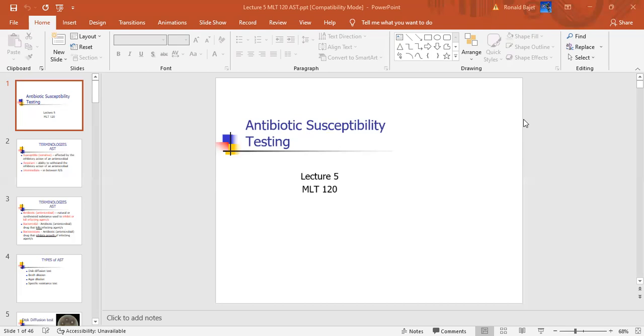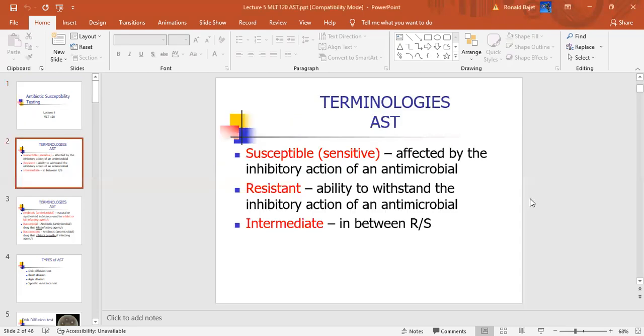So let's go ahead and start on this lecture. Okay, I talked about susceptible. Susceptible is the same as sensitive. If an organism is susceptible or sensitive, that means it's affected, and it'll have inhibitory action from the antimicrobial or the antibiotic. If I say antimicrobial, that's the same as antibiotic, okay? So susceptible is affected by the inhibitory action of an antimicrobial.